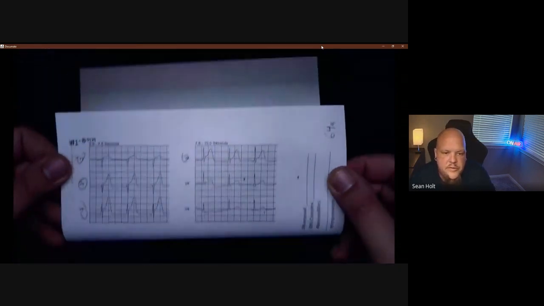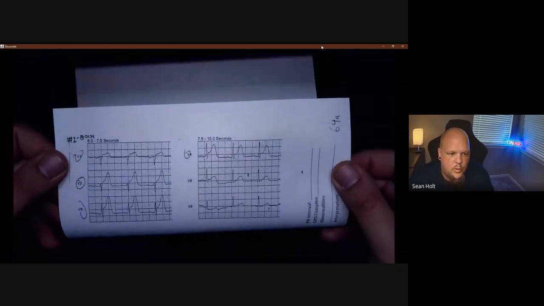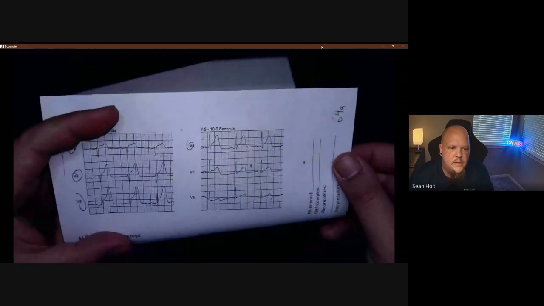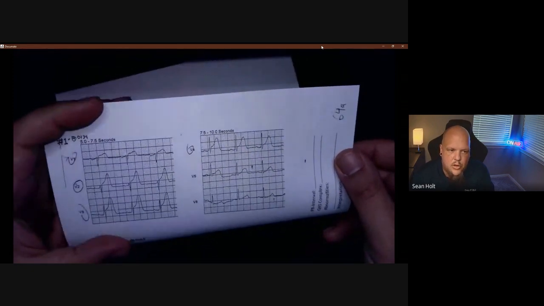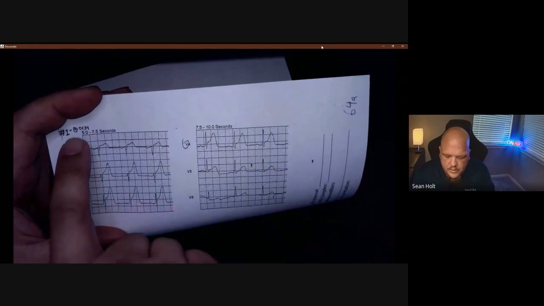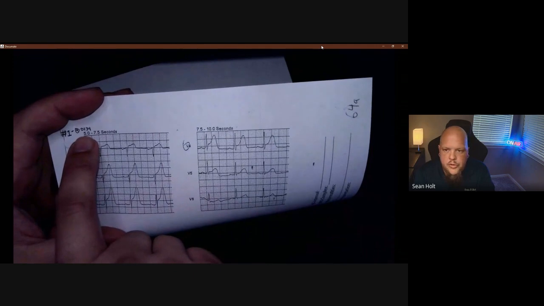So this right here is part of an EKG, okay? Now what I'm going to show you are specifically the V leads. We call these the precordial leads. And this was taken at 0139, right?